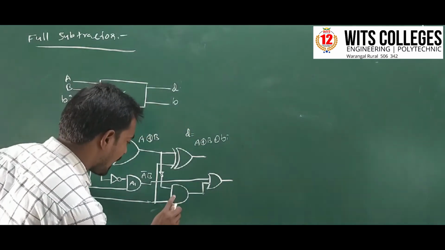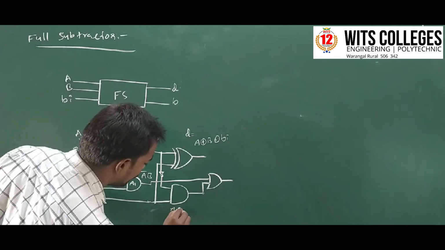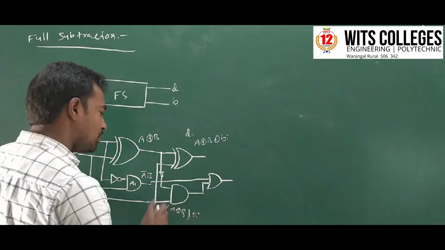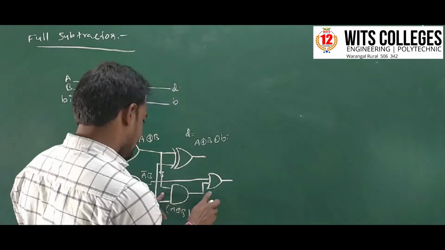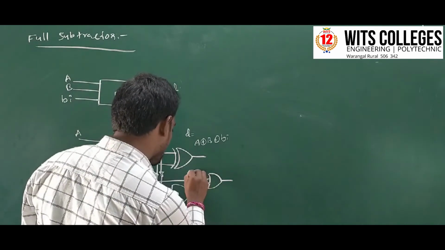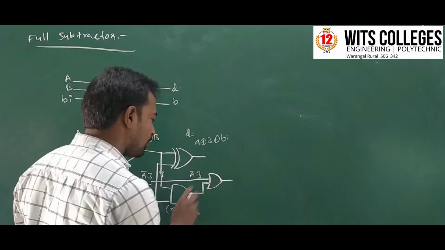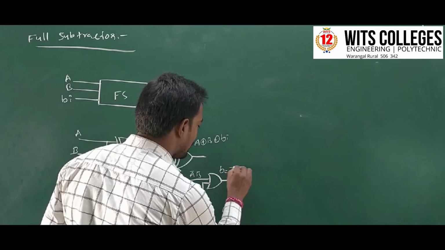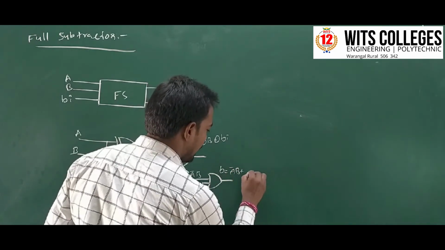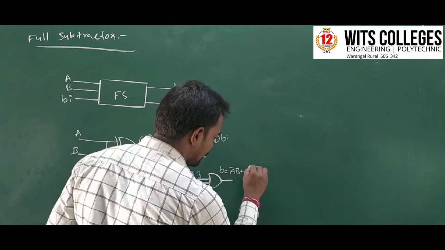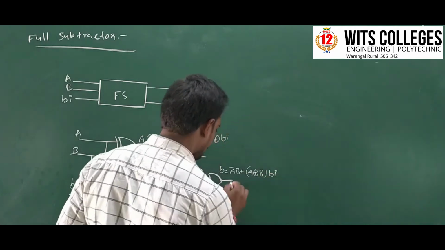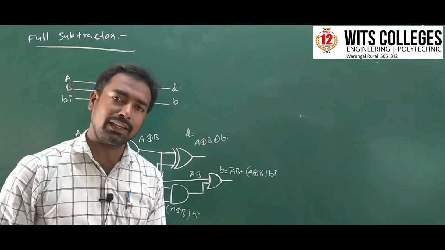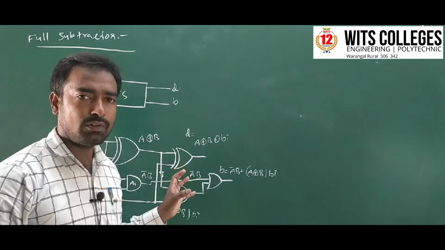So here this AND gate gives the output of A exclusive OR B into borrow input, and so here A bar B and this are both the inputs for this OR gate, and this gives the output borrow is equal to A bar B plus A exclusive OR B into borrow input. So these two are the outputs we are getting from the full subtractor.